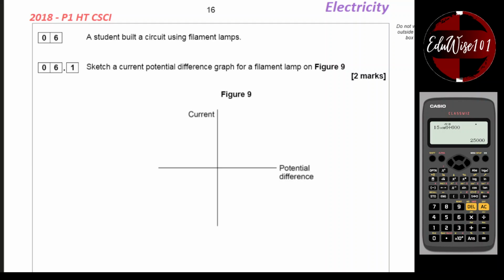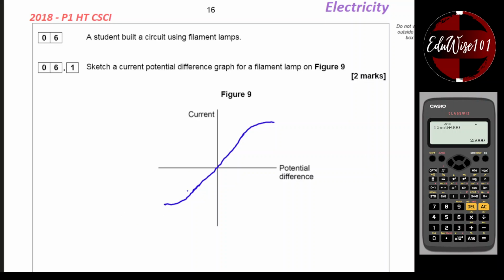So how would you draw this? Drawing on this, the midpoint has to be a straight line. The graph itself is an S-shaped graph. So I'm going to choose a dot there and dot there. Between those 2 points, I'm going to try and draw a straight line. And above that point, it curves. It looks like an S-shape. That is the graph for a filament lamp, the current potential difference graph for a filament lamp.